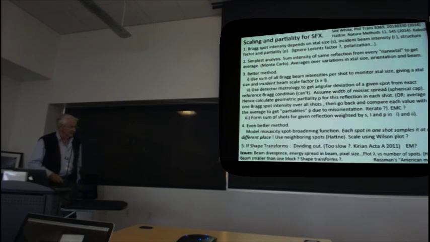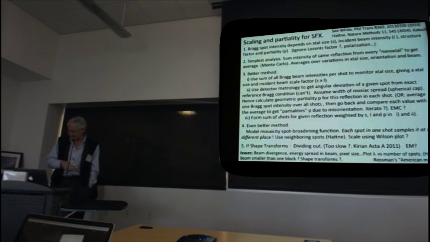So how do we put all this together? Scaling and partiality, I'll have to let you read this in the cool of the evening tonight. There's too much stuff on this PowerPoint. But people have tried various things, and it's an active field of research. I'll just pick out one point of this. Conceptually, I think it's very important.